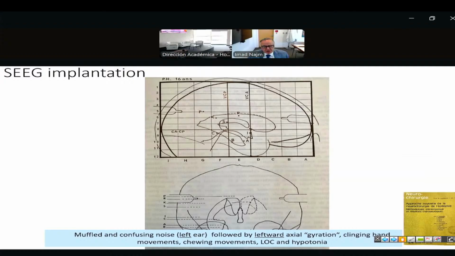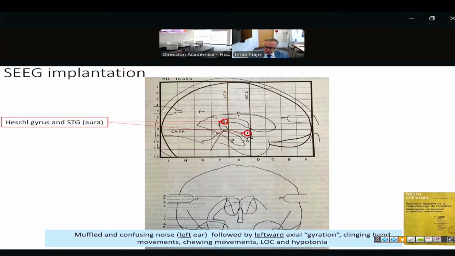So by simply looking at this semiology, they wanted to sample anatomofunctional areas of the brain that may correspond to these semiological features described as part of the seizure. In order to cover the first part of the seizure, which is the aura of muffled and confusing noise, they chose to cover the Heschl's gyrus and the superior temporal gyrus.